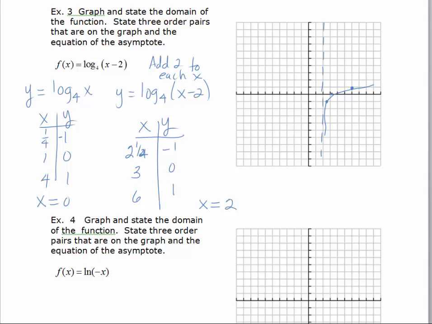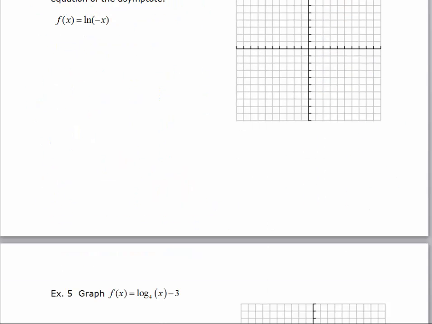Before I graph the next one, let's state the domain and range of this function. Since it's shifted over 2, the domain is going to go from 2 to infinity, the asymptote being the smallest value; it approaches it but doesn't hit it. And the range is all real numbers.